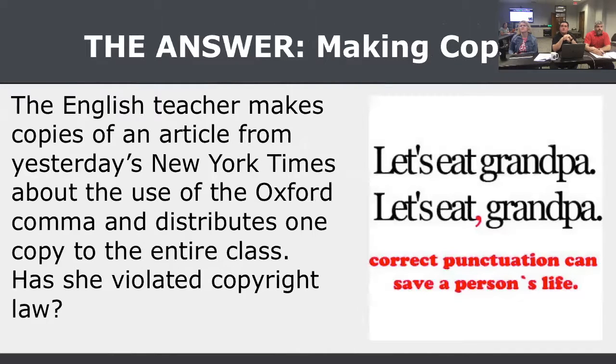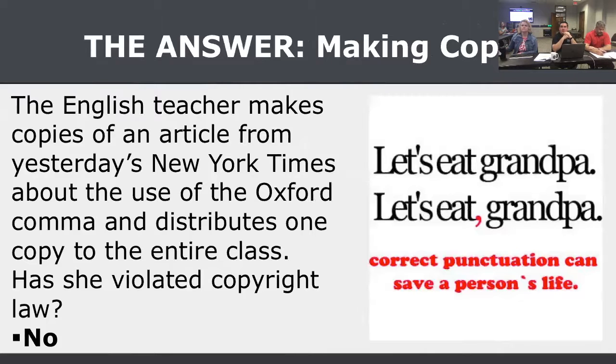So the answer to our hypo: the English teacher made that copy of yesterday's article from the New York Times about the Oxford comma. Has she violated the copyright law? No. She's met the brevity test. She's met the spontaneity test, assuming, of course, that this was 2,500 words or less, which we probably should have put in there. But assuming it's a normal length article, then no, she wouldn't have violated any of the copyright laws.